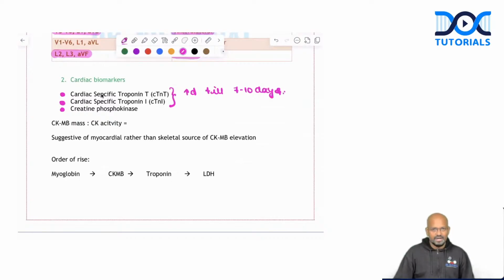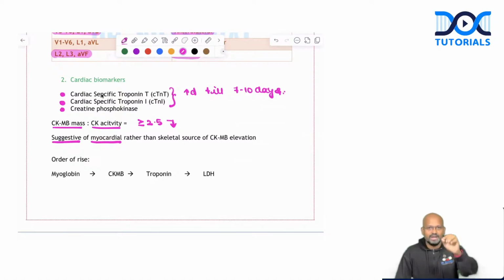Creatine phosphokinase, usually we don't take that into consideration, guys, because we'll explain why CK levels are usually not taken out. Why? Because we need to have a ratio of it, right? We need to have a ratio of CK-MB mass and CK activity. If that ratio is more than or equal to 2.5, then it is suggestive that this protein, that CK protein, is released from myocardial muscle rather than a skeletal source of the CK-MB elevation.